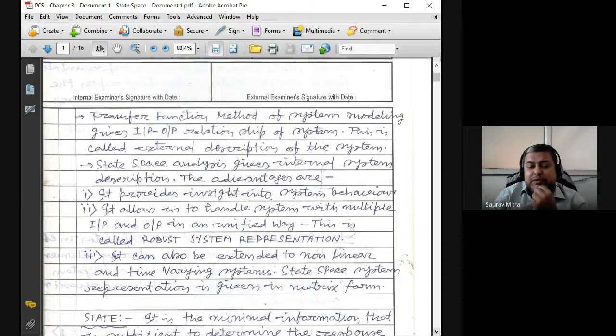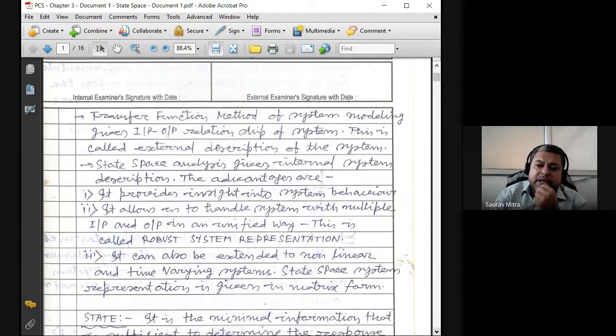So what I'm showing you first is my handwritten note collected from different books. This actually gives us the features and the advantages of state variable modeling compared to the transfer function based system modeling. And what is meant by state is a very important discussion. So these two things we will see first.